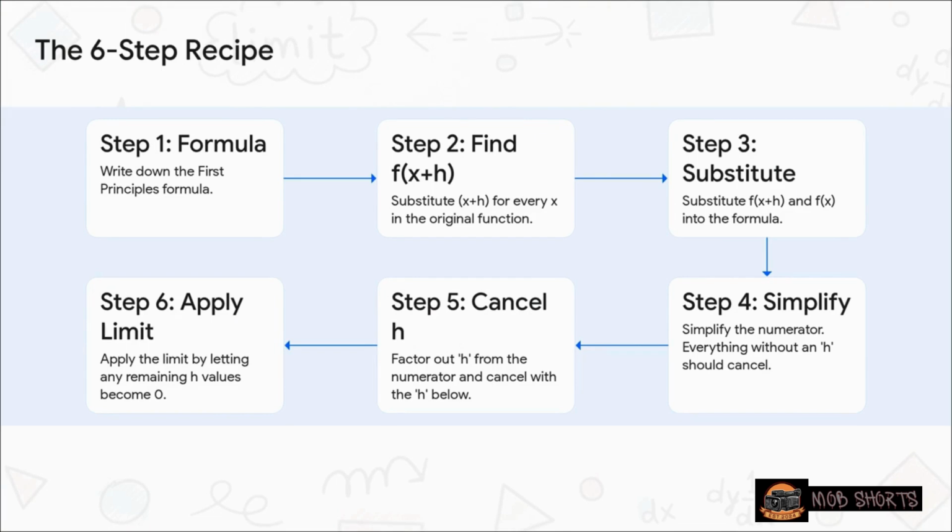Step 1, you just write down the formula. Step 2, you figure out what f(x + h) is. Step 3, you plug it all in. And then step 4, this is the big one, you simplify the top. And here's a little secret, a magic check. Everything without an h has to cancel out. If it doesn't, you know you've made a mistake somewhere. Step 5, factor and cancel out h. And finally, step 6, apply that limit. This is the exact game plan we're going to use from here on out.